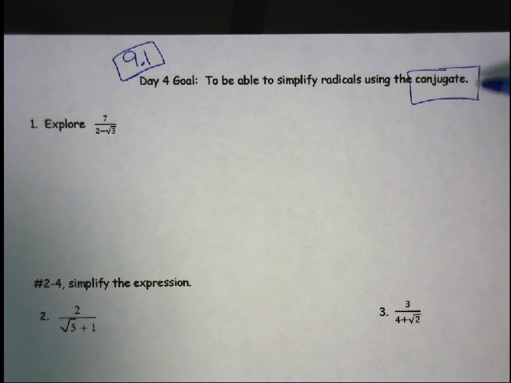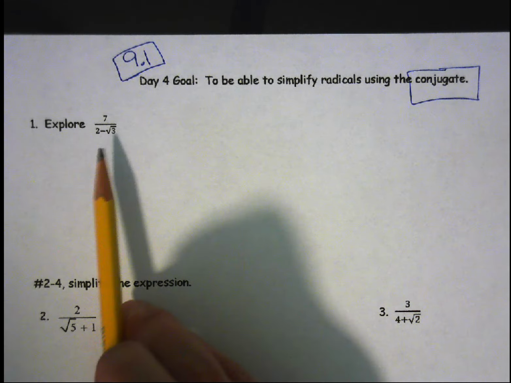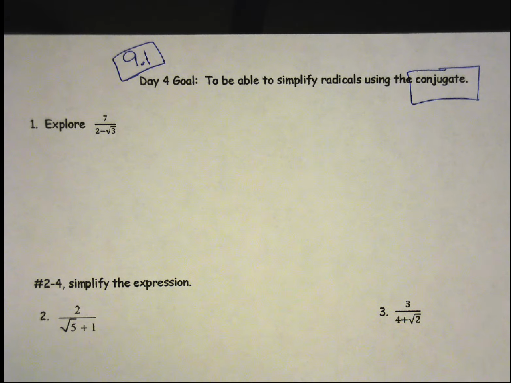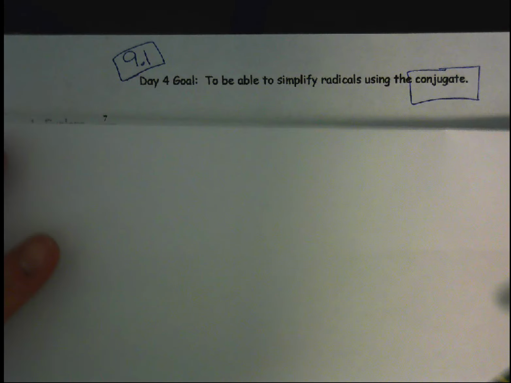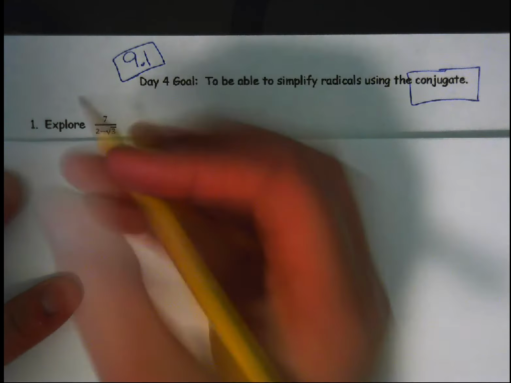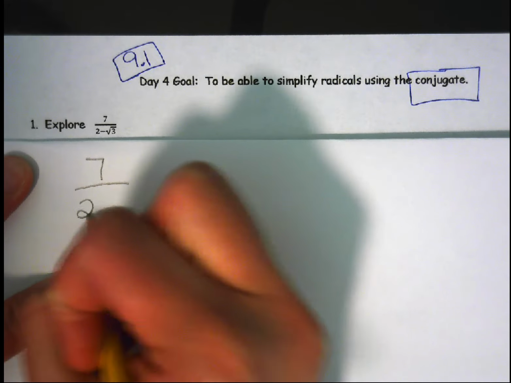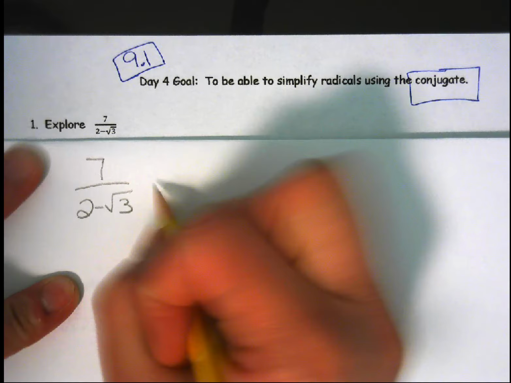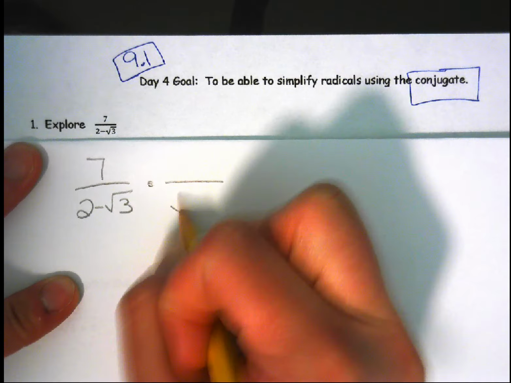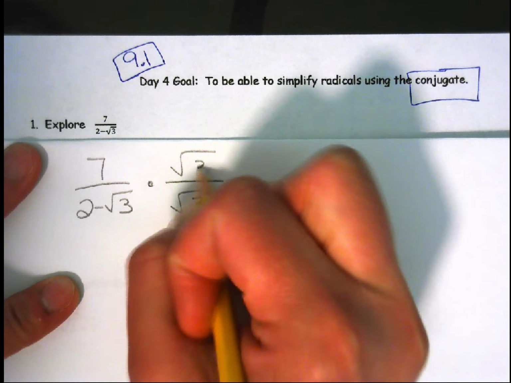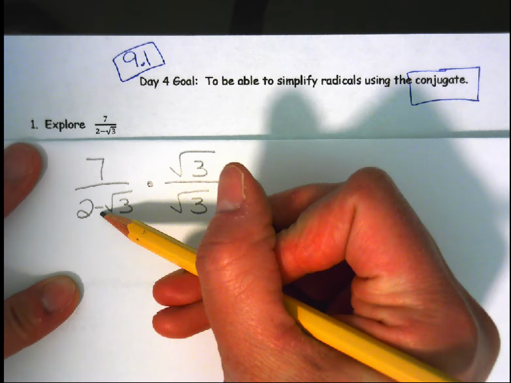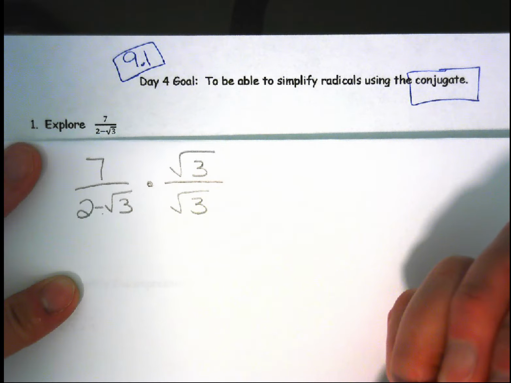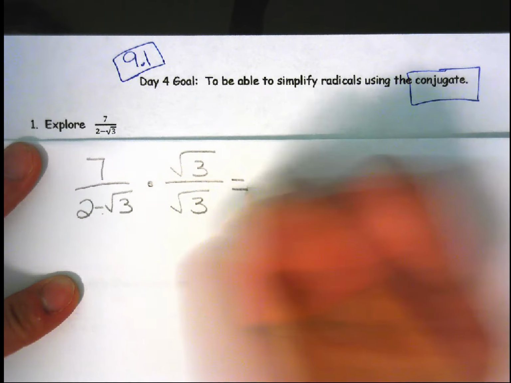Okay, so conjugate. If I were to try just to multiply this, now don't write this down or anything if you're trying to take notes. Let me just show you on a separate piece of paper because it is wrong. If I were to take this problem and just multiply by what we did yesterday, the square root of 3 over the square root of 3, and if you want to include the negative, you could, that's not going to make a difference, okay? Watch what happens when I multiply this out.